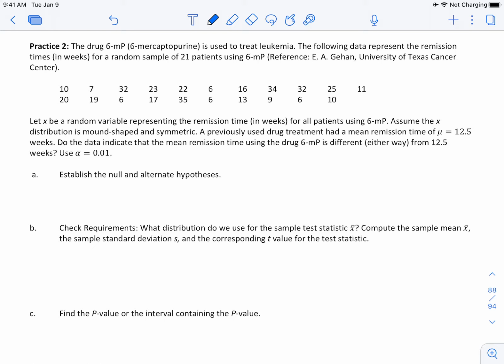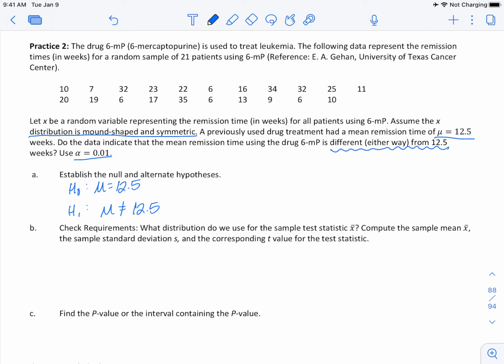Use alpha equals 0.01. So we know that the distribution is mound shape and symmetric. We have our mu is 12.5. We're checking if it's different either way from 12.5, and we're using alpha is 0.01. So let's write our hypotheses. Our null hypothesis is going to be mu is equal to 12.5. And because we're checking if it's different either way, our alternate hypothesis is going to be mu does not equal 12.5.